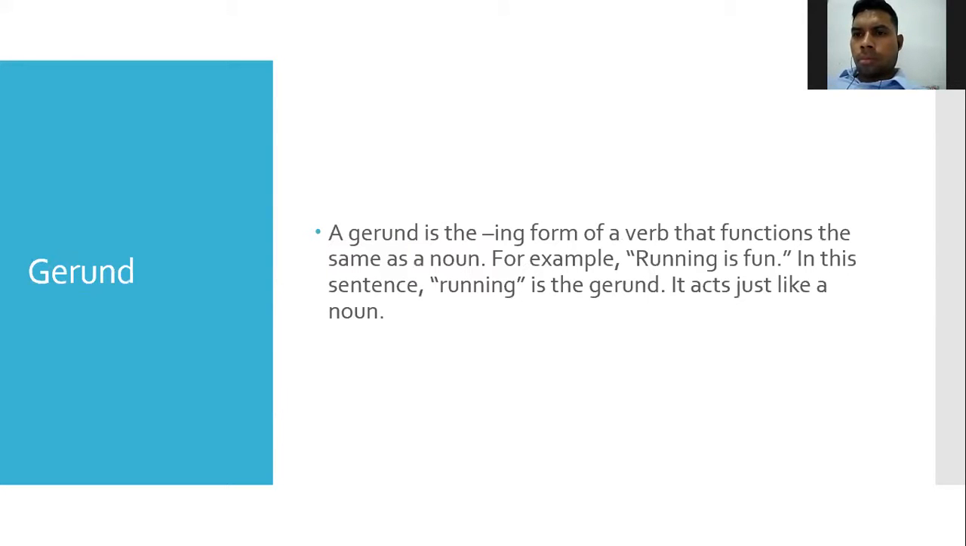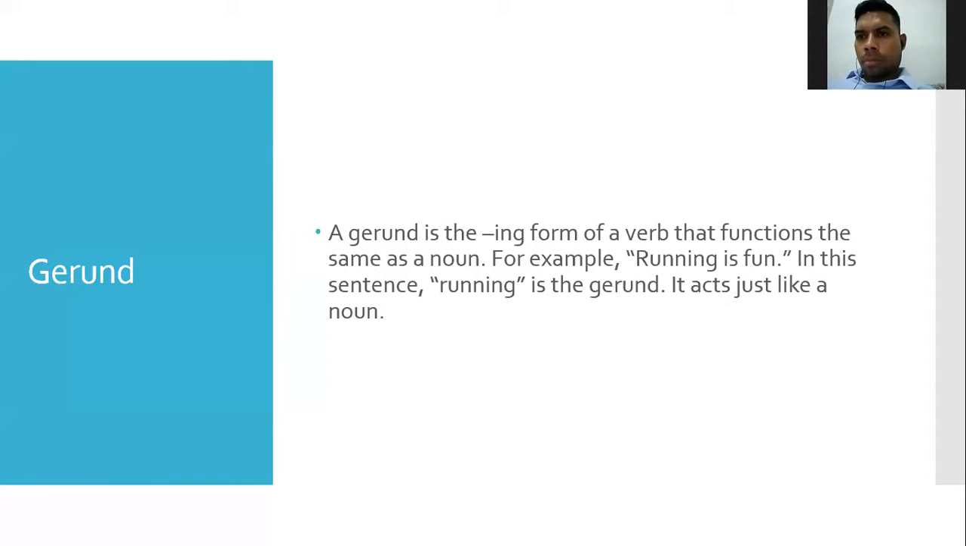First of all, can anyone here help me to read this slide? So I can learn. Okay, go ahead. A gerund is the ing form of a verb that functions the same as a noun. For example, running is fun. In this sentence, running is the gerund. It acts just like a noun.